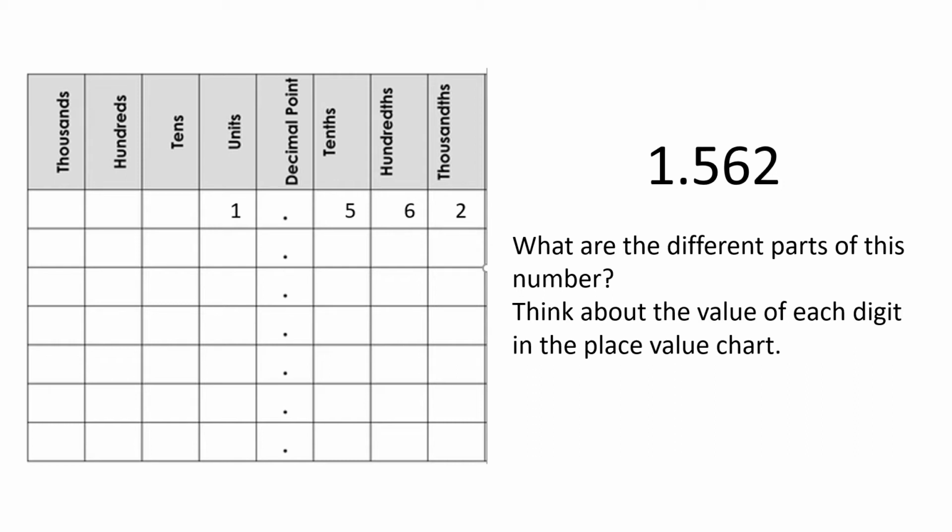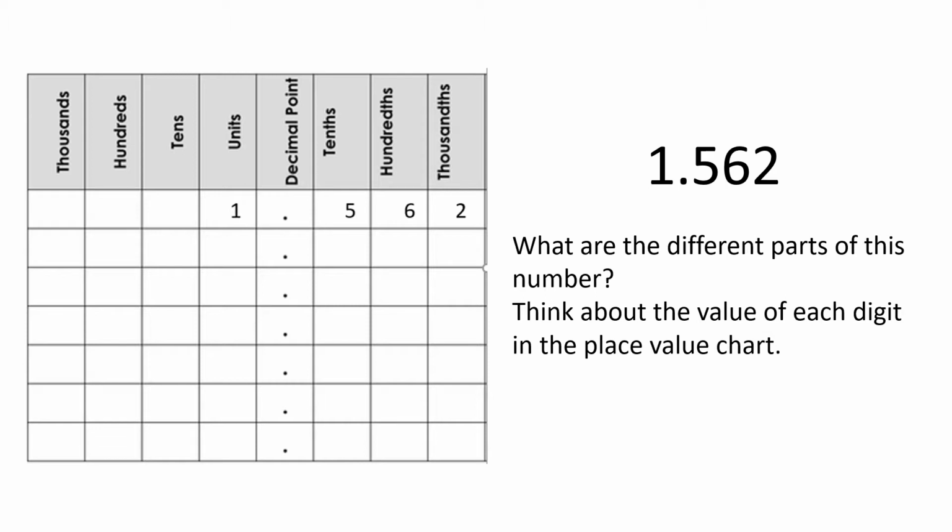Hello, today we're going to be partitioning decimals. You've already done this in class, and this is a revision of what you have learnt. Here we have the number 1.562. What are the different parts of this number? Think about the value of each digit in the place value chart.